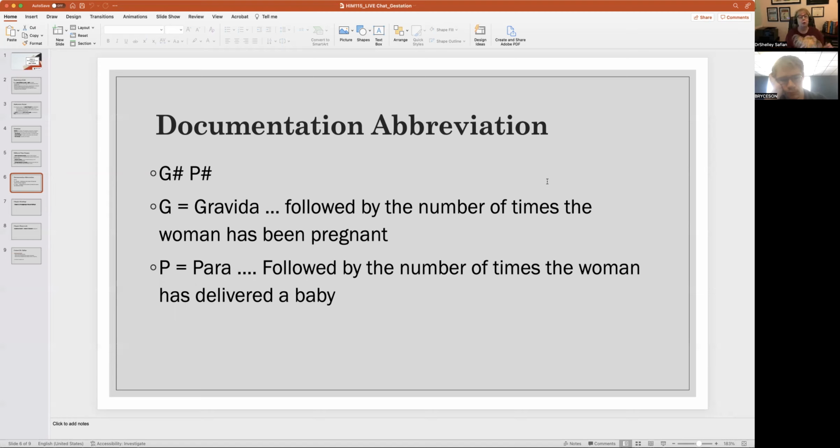So if you see what I said a minute ago, G1P2, what would that tell you? This woman was pregnant once, but she gave birth to 2 babies. She had twins, okay? All right. G2P1 will tell you the woman has been pregnant twice, but she only delivered 1 baby. So that indicates that she had a miscarriage, which would probably be documented.